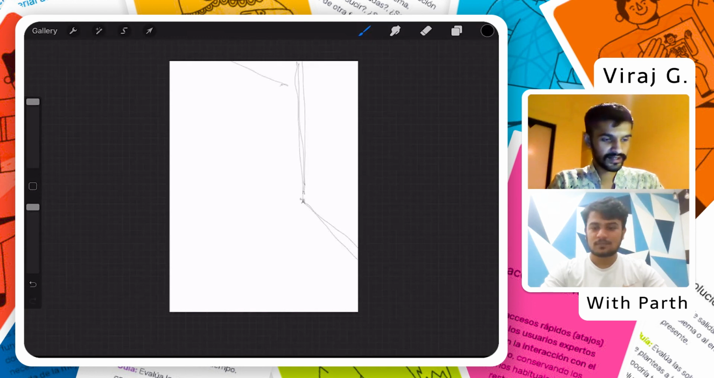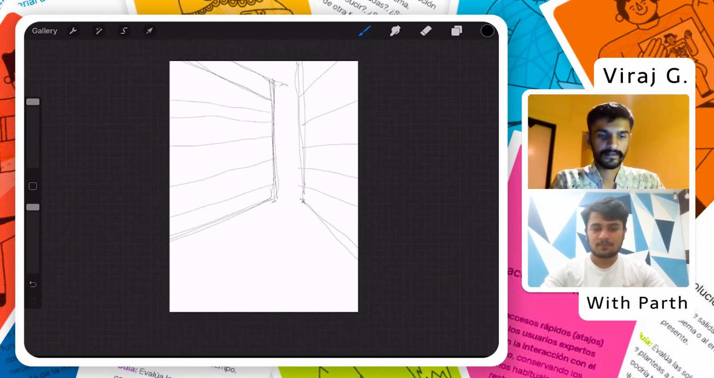This is basically a lane, so it's a one-point perspective, if you talk in technical language. You can see these lines converging at one point.